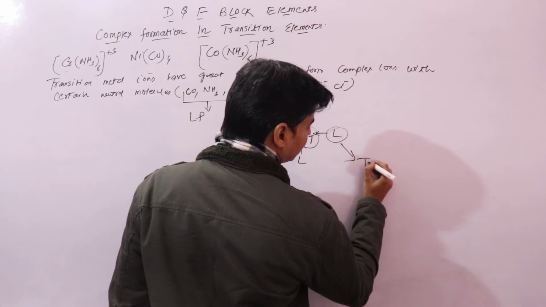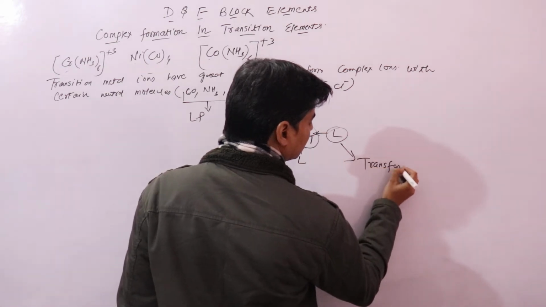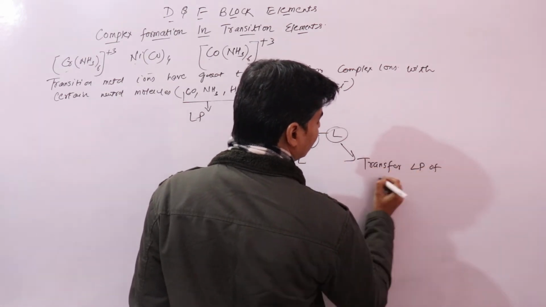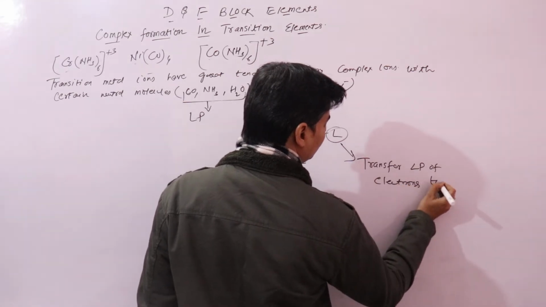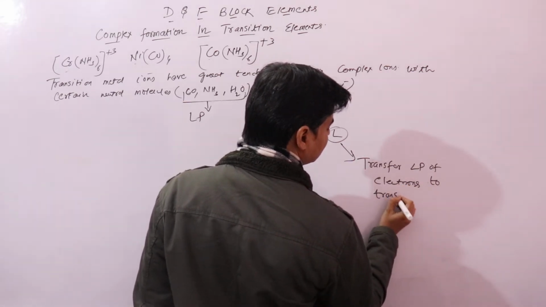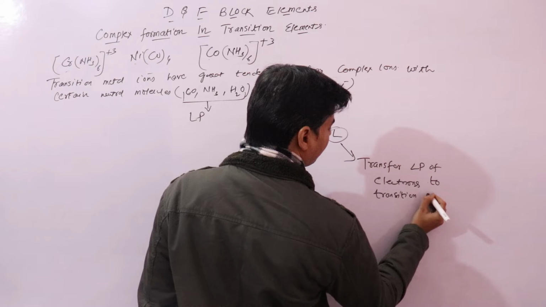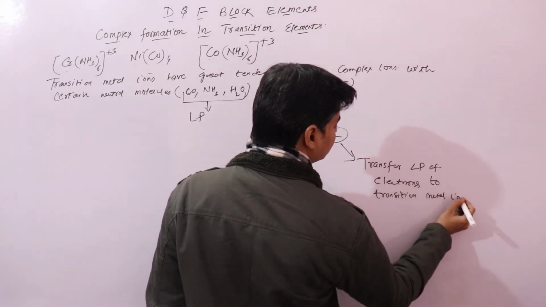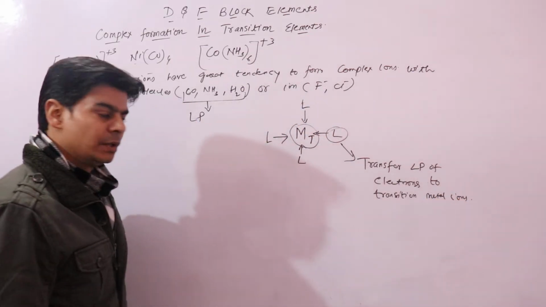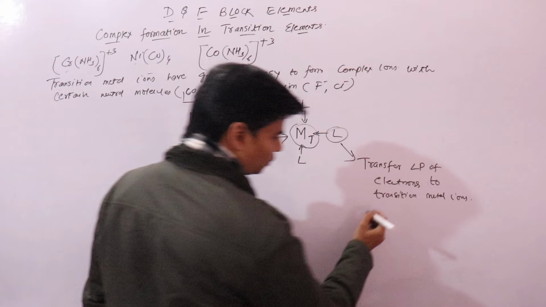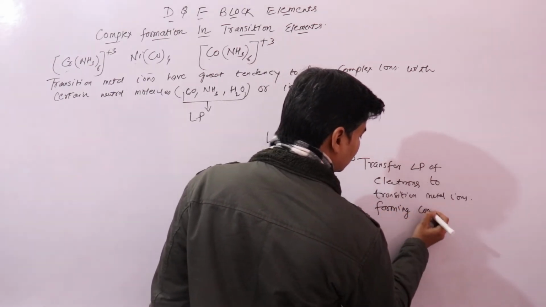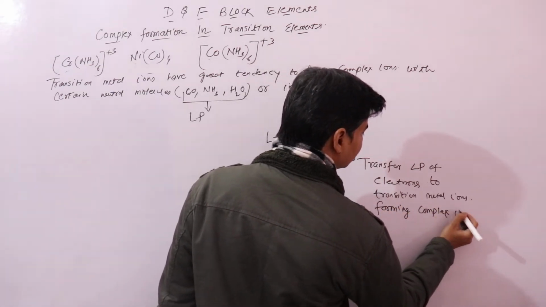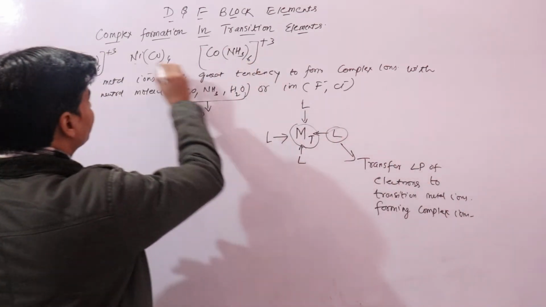So they will transfer lone pair of electrons to transition metal ions, right, forming complex ions with them, forming complex ions like these, right?